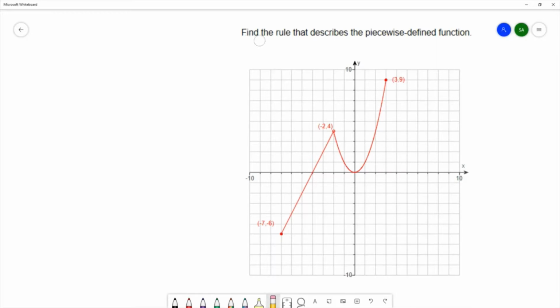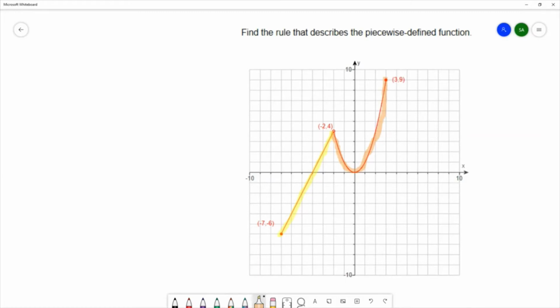For this question, we want to find the rule that describes the piecewise defined function. So we have a picture which is representing a piecewise defined function, and we want to find the rule or the equation that matches this picture. So looking at this, I have two pieces of the picture. I have this linear piece, which is going to be a straight line, and then I also have this curved piece, which looks like a parabola.